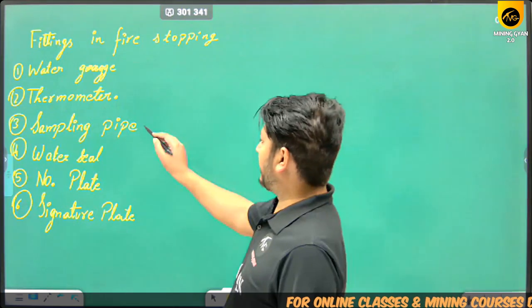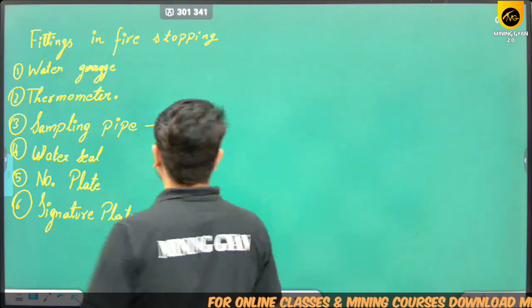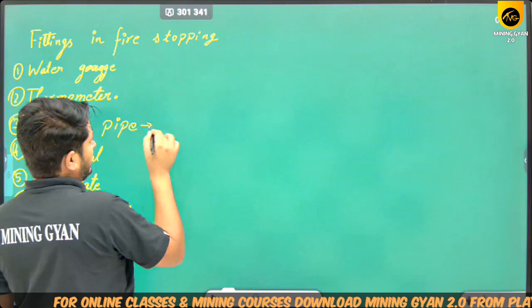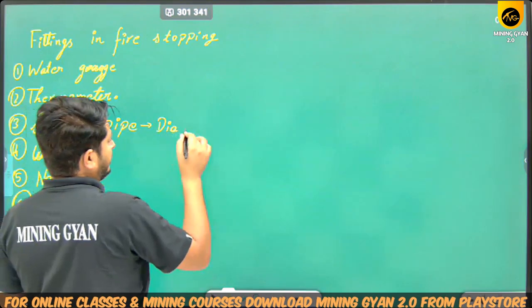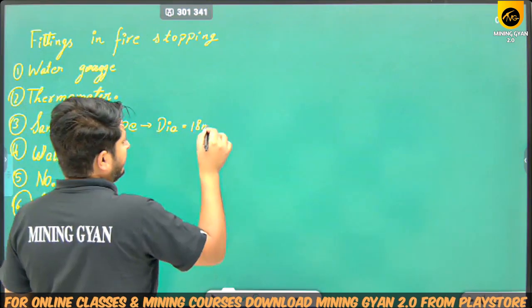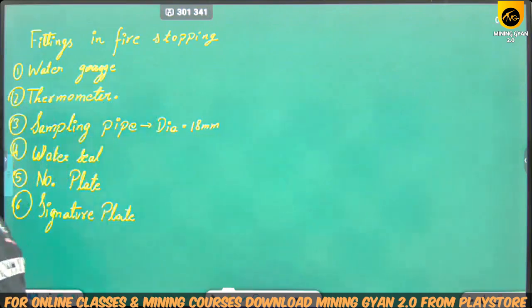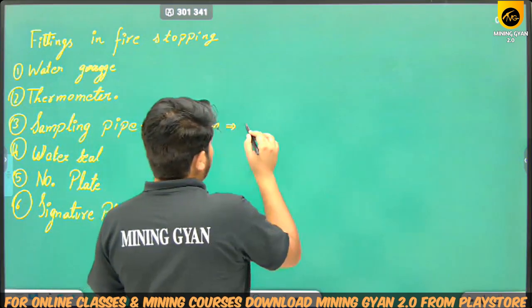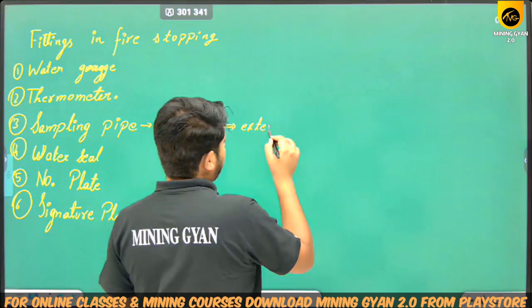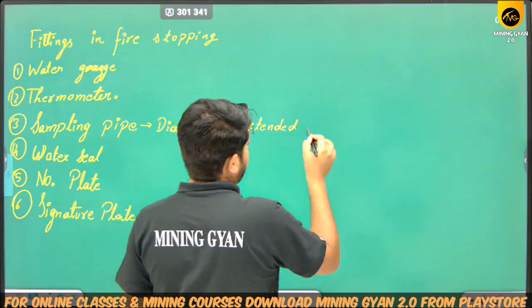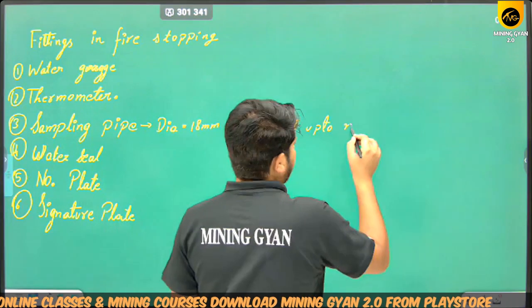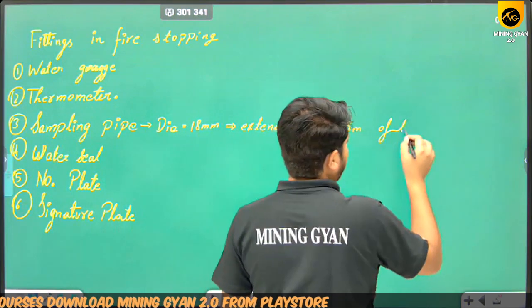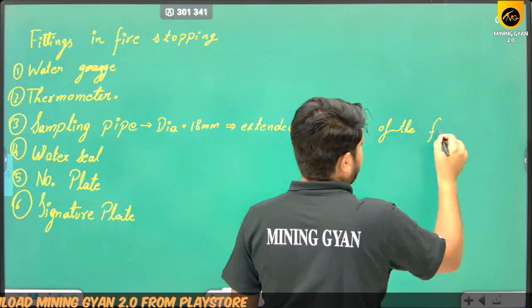If we talk about the sampling pipe, its diameter is 18 mm, and it extends up to 3 meters on the fire side.